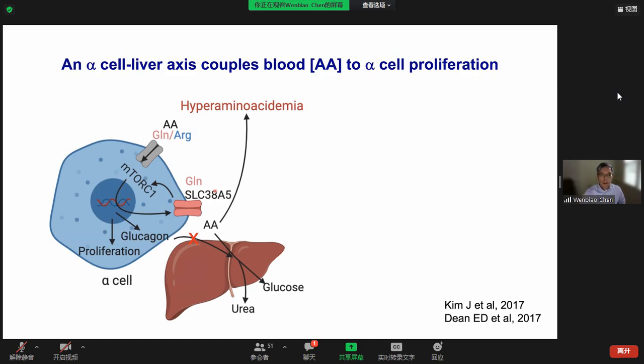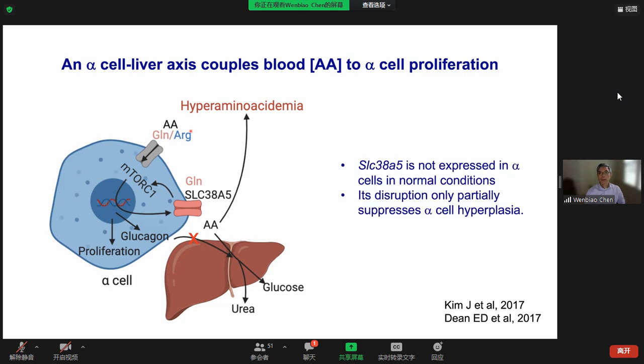So using in vitro assays, we also found that glutamine and arginine are the primary drivers for this alpha cell proliferation phenomenon. I want to point out, though, that SLC38A5 is not expressed in the alpha cells at basal level, so it is induced by amino acids. In addition, knocking out SLC38A5 only partially suppresses the alpha cell proliferation. So those all suggest that other genes are involved in this process.